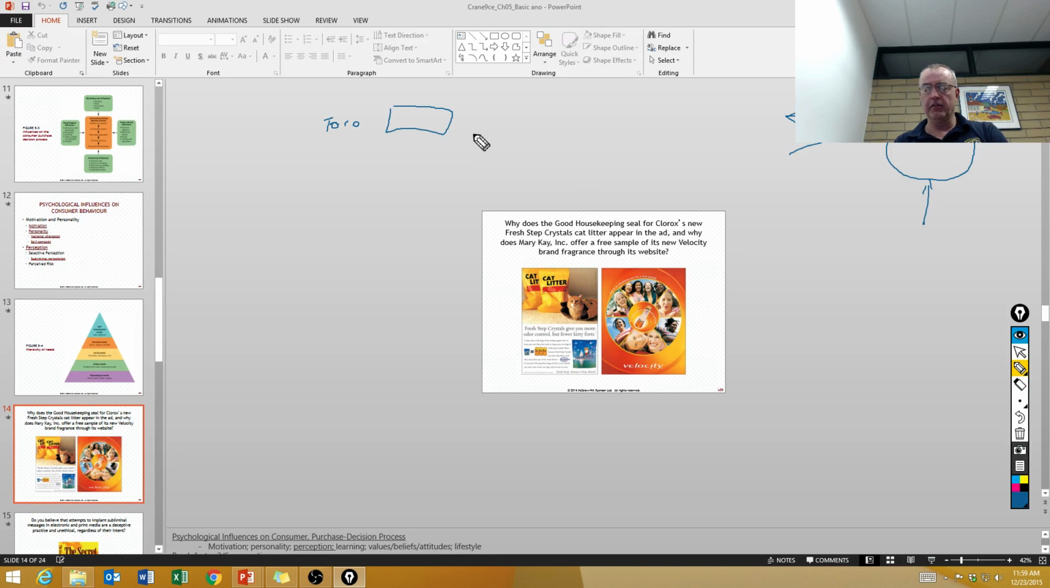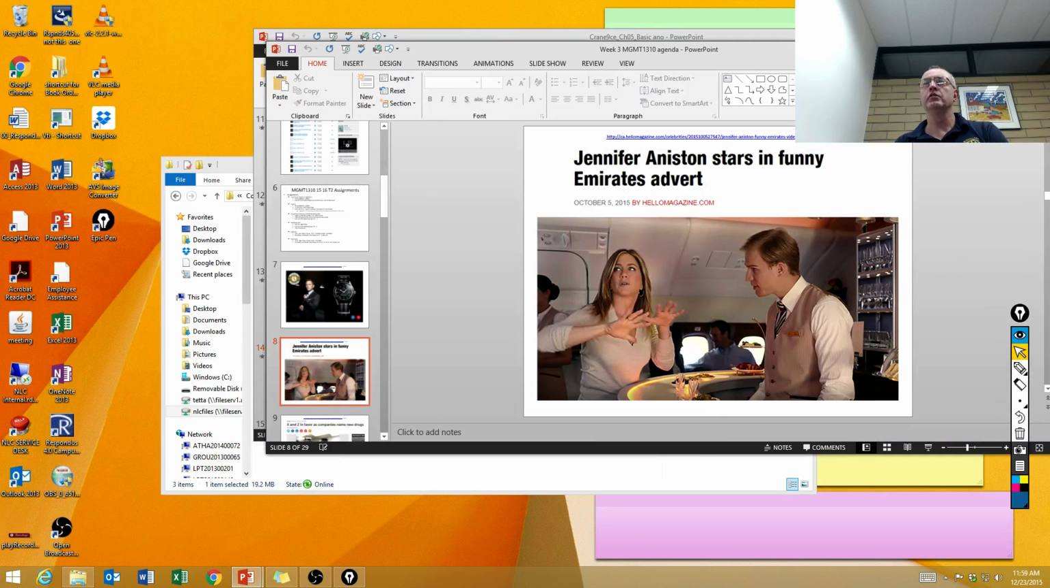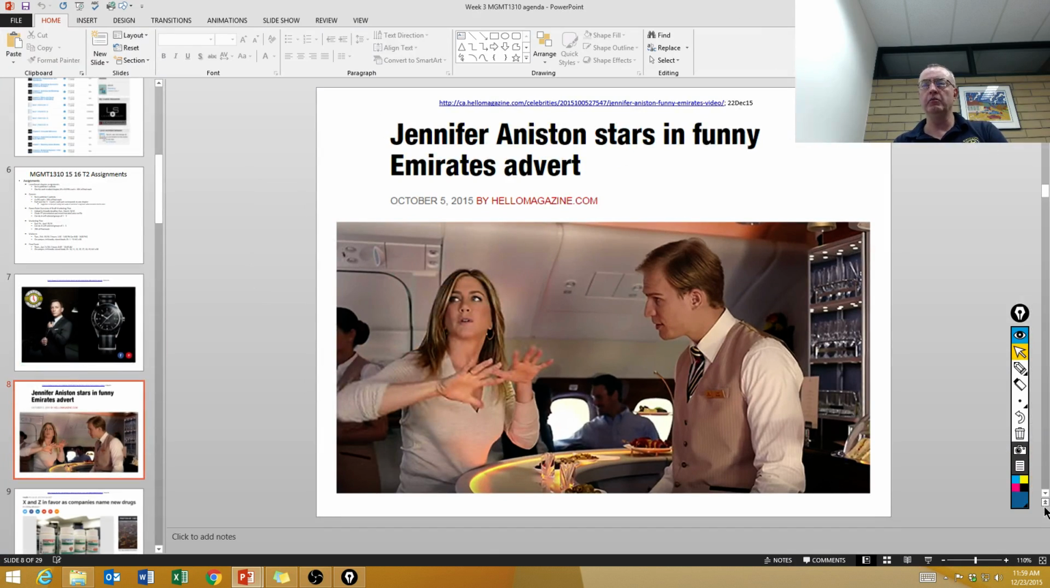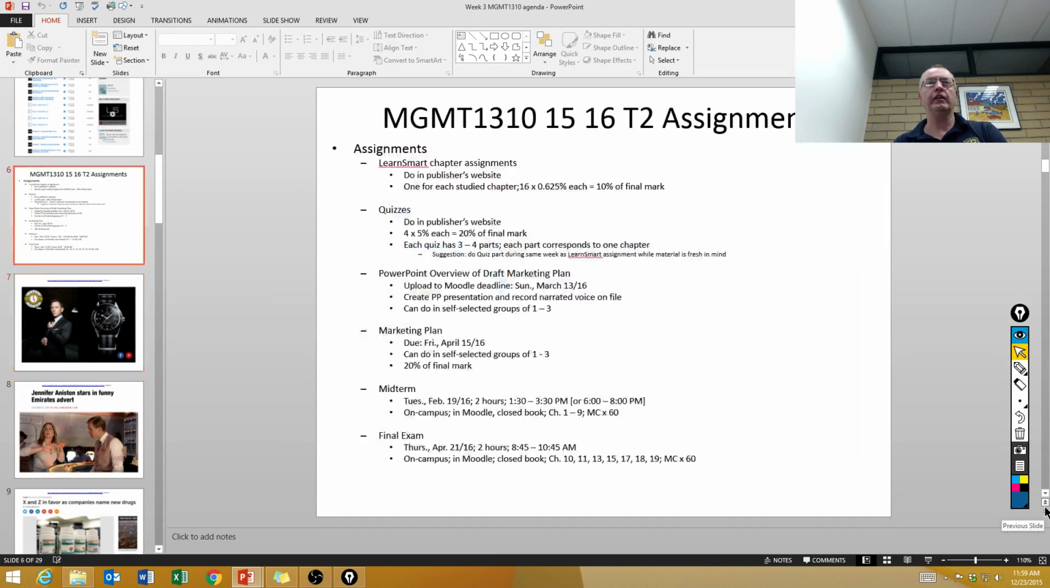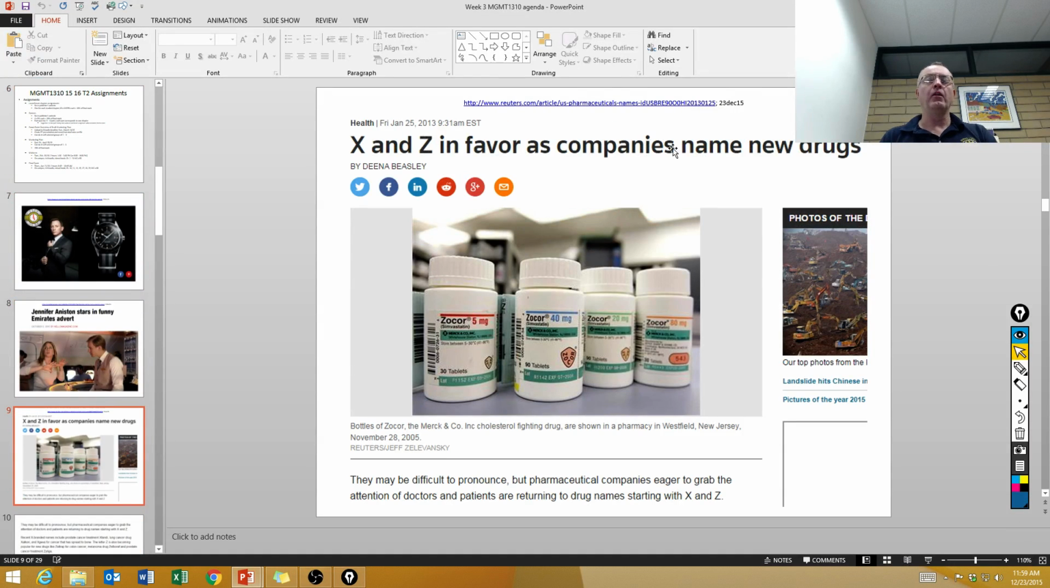Another example of selective comprehension is in the world of pharmaceuticals. Many new drugs that come on the market have drug names that begin with the letter X. Sorry, X and Z. Why do pharmaceutical companies name their products with X or Z in the initial position? Why do they do that?